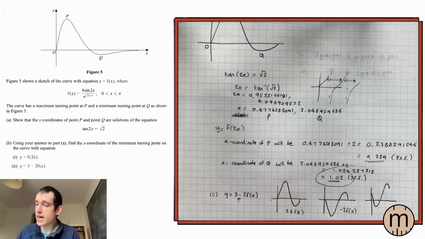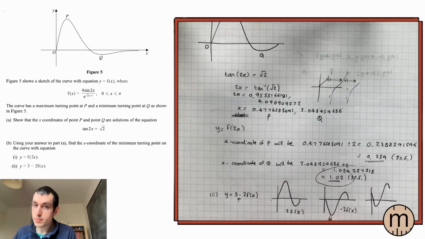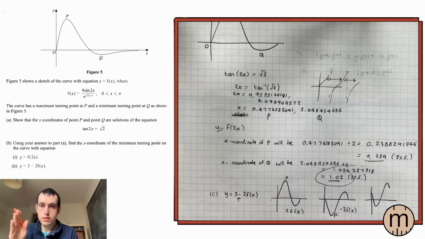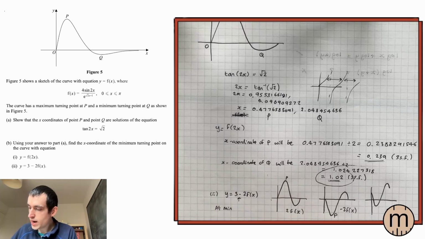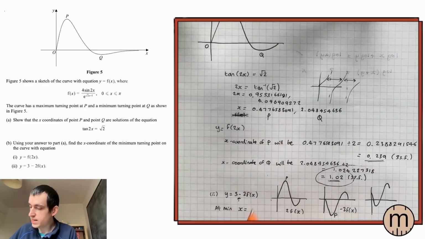The only thing you have to be careful of is, you can notice that the maximum has now changed to a minimum. So now that I've read the question, it's talking about minimums. We only care about the new coordinate of P, which is down here. So what's actually happened? Well, nothing. The coordinate of P has stayed the coordinate of P. So at the minimum, x is simply equal to this number here, 0.478 if we round it.